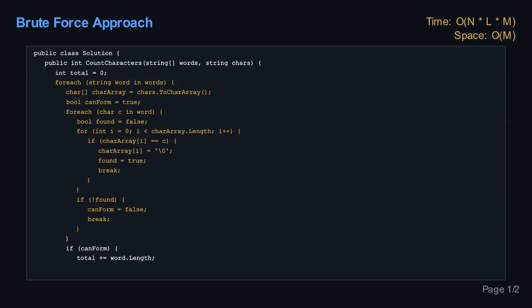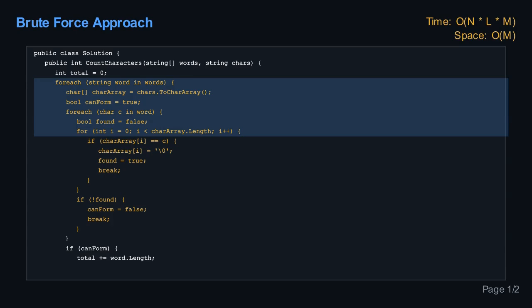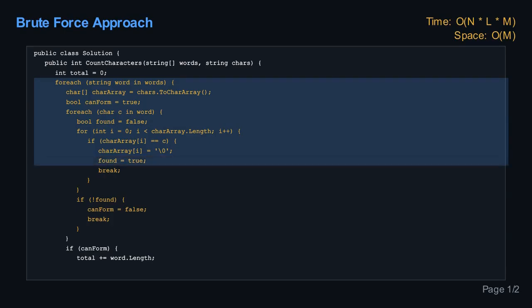A naive approach would be to iterate through each word. For every word, we'd convert the available chars string into a mutable list or array. Then, for each character in the current word, we'd search this list of available characters. If found, we remove it to prevent reuse and continue. If any character isn't found, the word can't be formed. This involves repeated linear searches and modifications on the chars list for every character of every word.